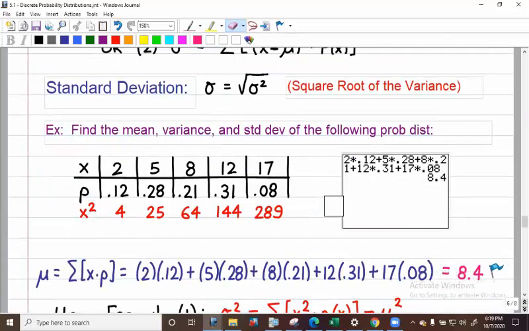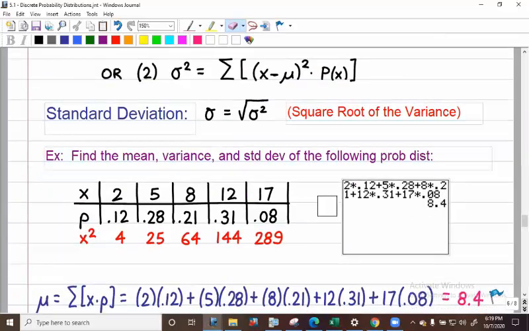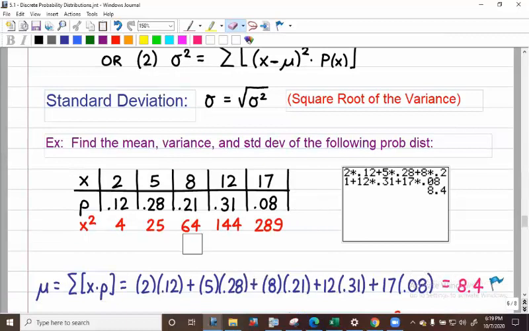Now I'll go through the mean real quick, and then I'll ask something else here. So, the mean, here's the distribution right here, and you can double check, but I'm pretty sure I've done this problem enough times that I know they add up to 1 already. So the mean is okay. The mean's easy enough. It's just XP, XP, XP, XP, XP. Add all those up and then get 8.4.